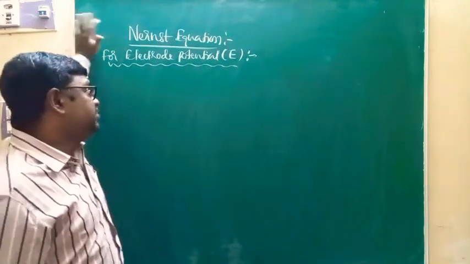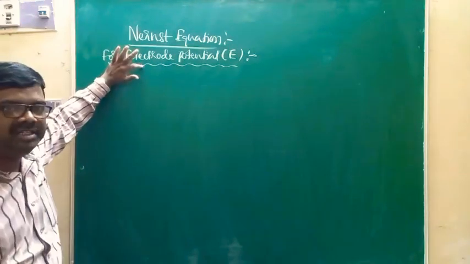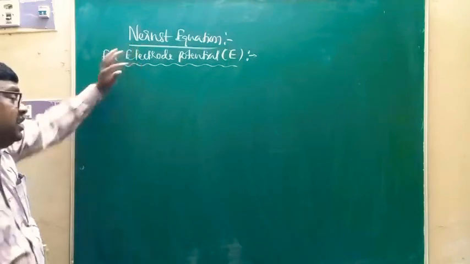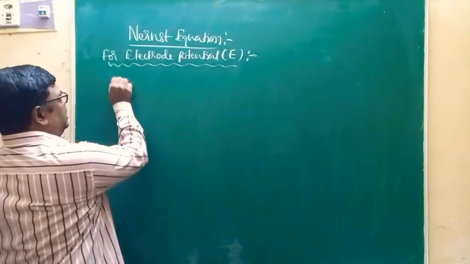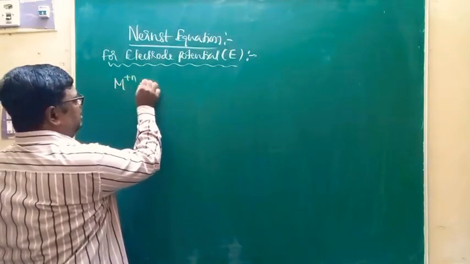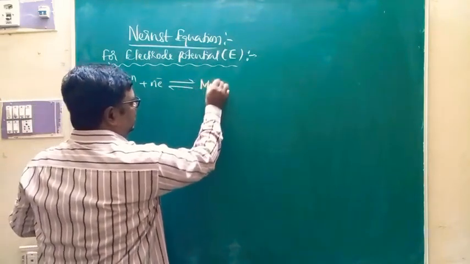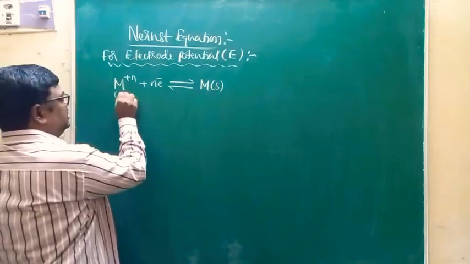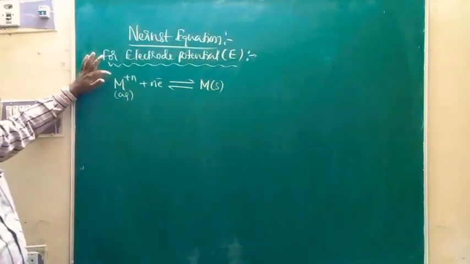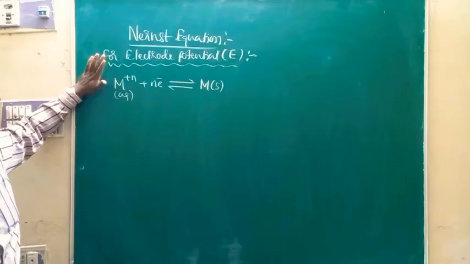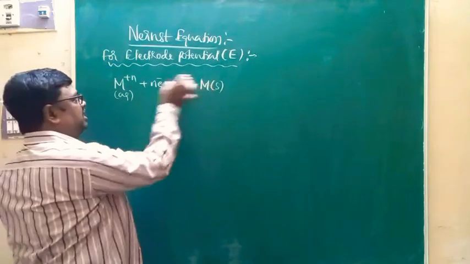We have two equations. One, Nernst equation for electrode potential. Another is Nernst equation for cell potential. And look at this, for electrode reaction, that is M plus n plus n electrons gives M, that is solid, and this is aqueous solution. This is what we call one electrode reaction. Where M plus n undergoes reduction, and this is a product and this is a reactant.